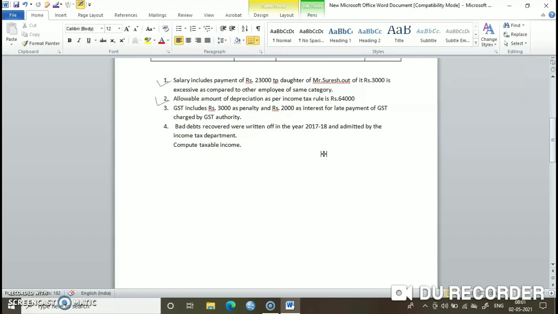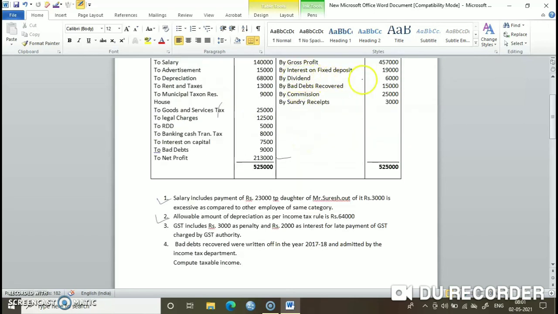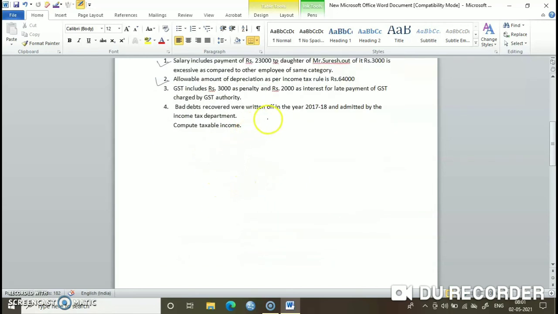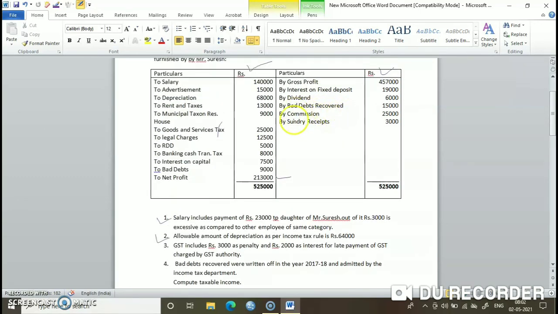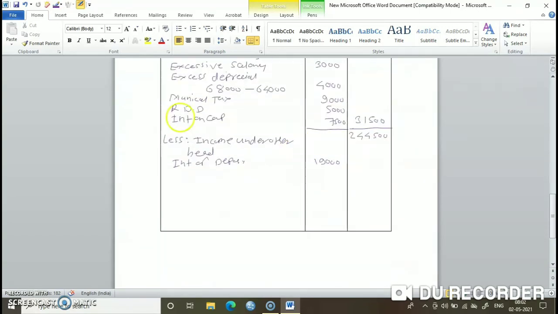Then next one, dividend, is also income from other sources. Bad debts recovered: the adjustment is that bad debts recovered were for the year 2017-18 and admitted by the income tax department. It is already settled by the department, so it cannot be considered. Commission and sundry receipts are also business income, so cannot be considered. Only dividend income is income from other sources. So whatever dividend is received by the businessman is to be treated as income from other sources. But if it is recorded in the profit and loss account, then we have to deduct it. So after considering the total amount of 25,000, we are going to deduct it from 2,44,500. So the actual amount is 2,19,500. Okay, and that is the taxable income from business.